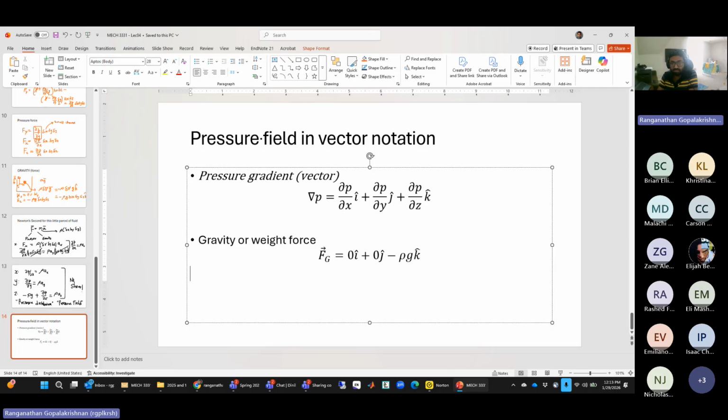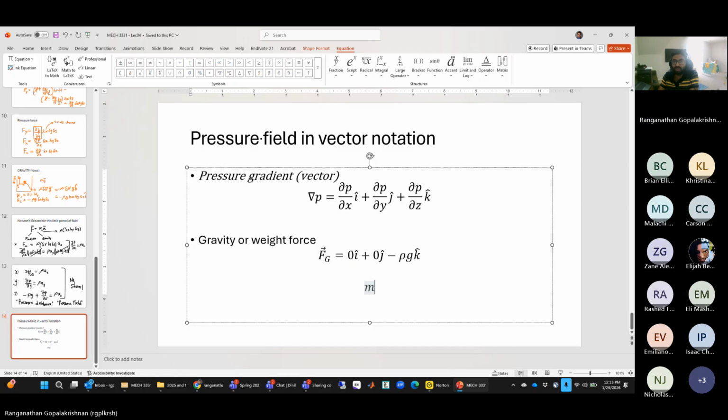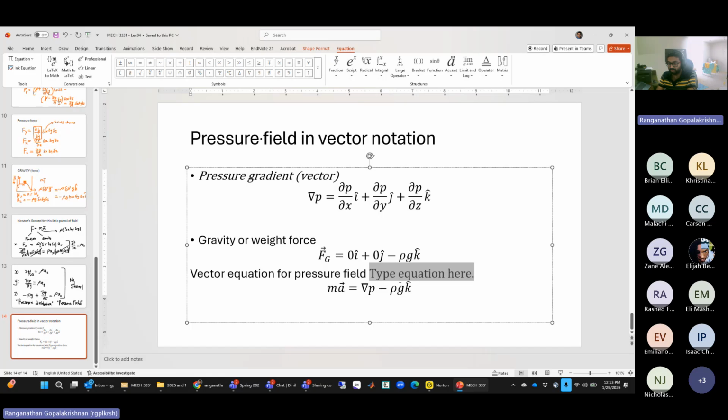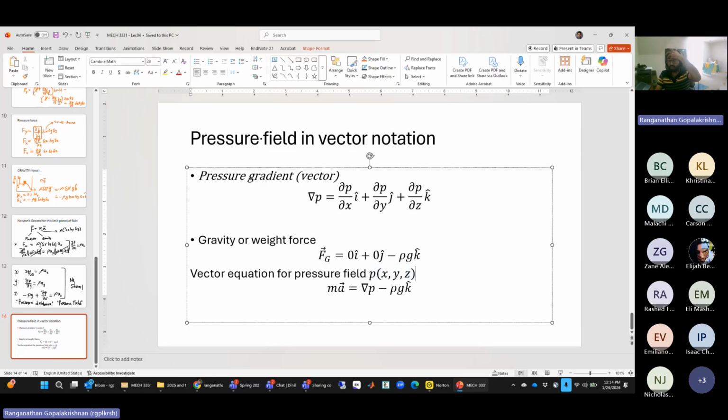And then we have to write mass times acceleration. So we can write m times a, mass times acceleration, equal to the pressure gradient minus rho g times k. So this is the vector equation for the pressure field. It is P as a function of x, y, and z. If you solve this vector differential equation, you can get pressure.